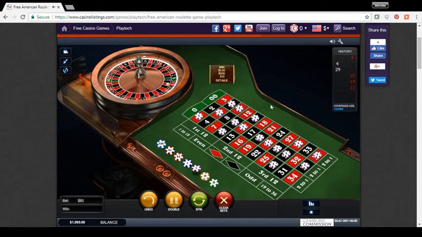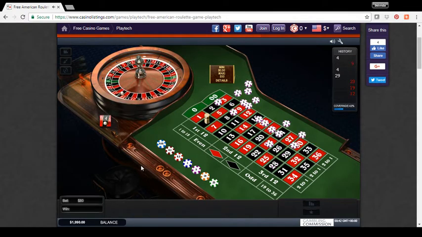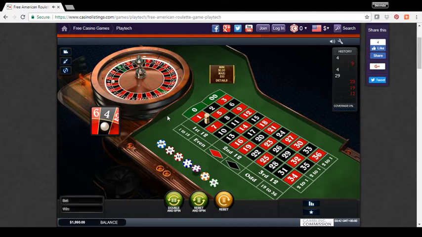Okay, so those are the numbers that have traditionally followed number 9. Let's see what happens. Right now I'm $10 down if I lose. 4 black even. Place your bets, please. $10 down. I just lost. Okay, it's the first time 4 has followed the number 9.